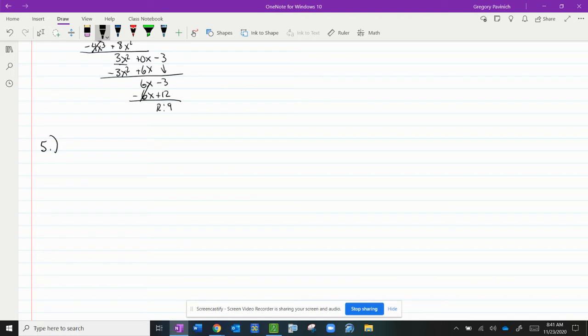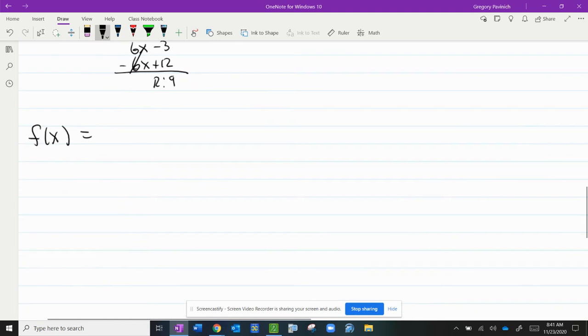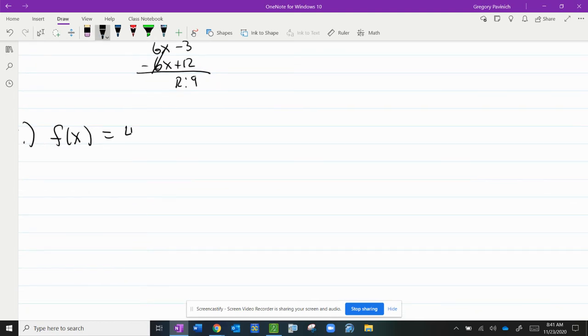So we're going to synthetically divide. Let's see. F of x is equal to 4x cubed minus x squared minus 12x plus 3. And it wants us to show that x equals the square root of 3 is a 0. And it wants us to then find all the zeros.